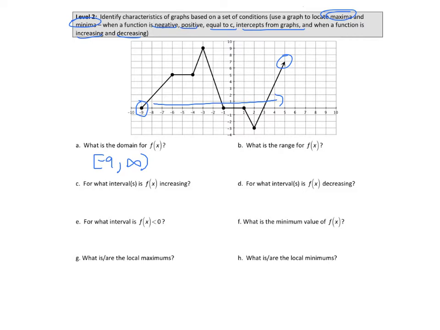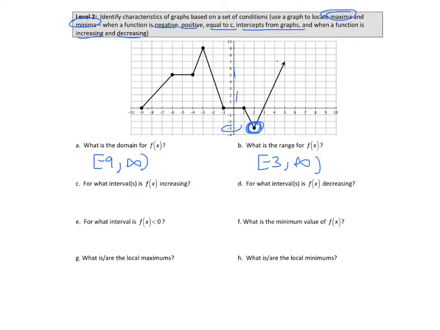Okay, next I'm going to find the range. The range is the lowest y value to the highest y value. So the lowest y value, or the lowest point on this graph, is right here, and that y value would be -3. And then I do have a high point right here, but because of this arrow, the function is going up forever. So the range for this function would be -3, again a bracket because of this filled in circle, to infinity.